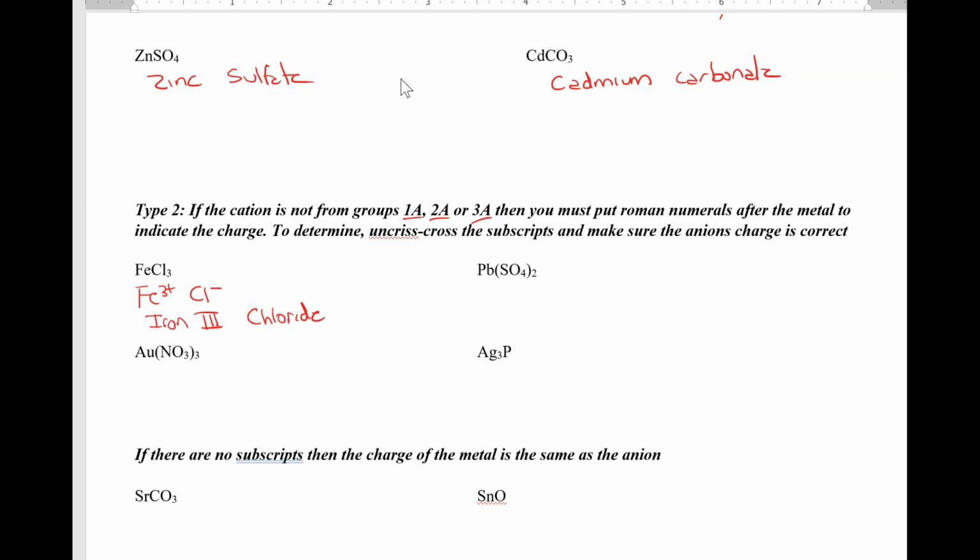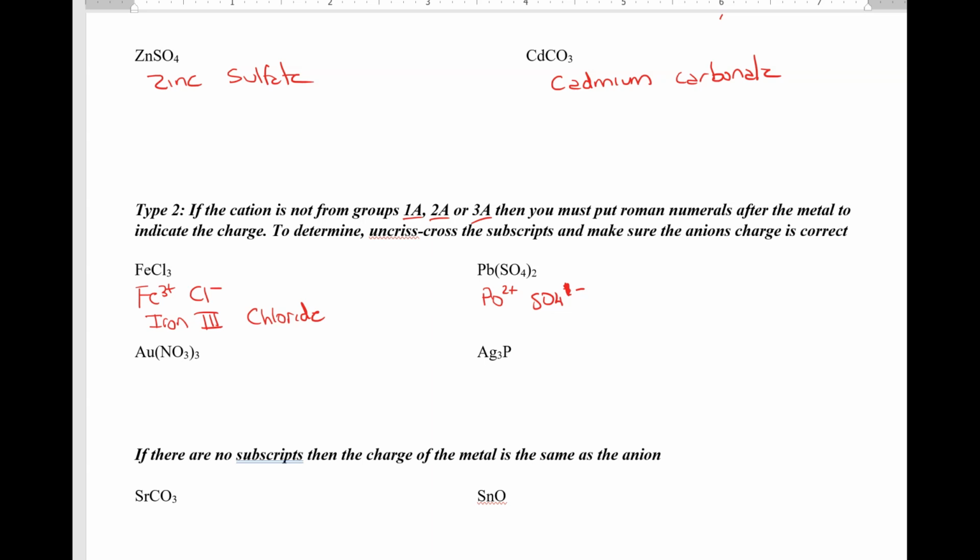Lead is not 1A, 2A, 3A, or ZAC. So uncrisscross: Pb2+, and uncrisscross SO4, 2-. Oh, sorry, it's actually a -1, not a -2. This is where the challenge comes in, because if you look at this, the 1 came from down here, right? But we know sulfate's not a -1 charge. What is sulfate really? It's a -2. So how did it become a -1 out of nowhere? That's not possible, right? They reduced it. Remember how when you crisscross, you reduce the numbers at the end?